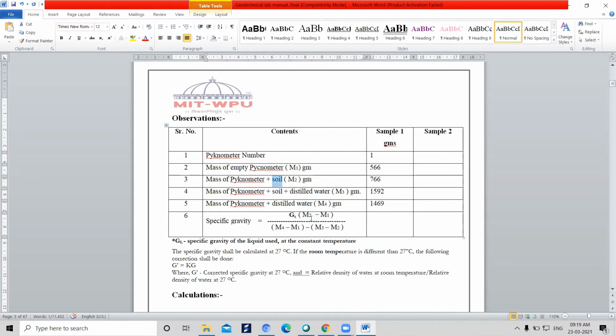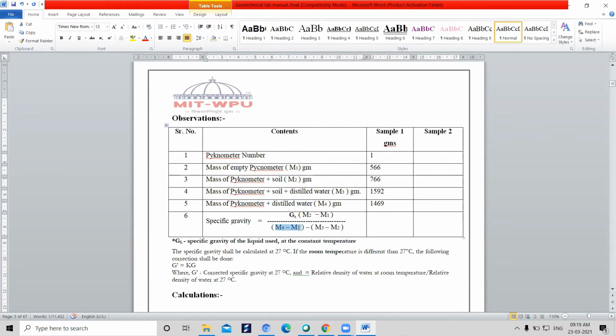Now what will it be? M2 minus M1 means we got the weight of the soil. How much have you added? You don't know how much soil you have added. You added 1/3 of the volume. So how much soil have you added? You have seen the weight. You will get it here. Divided by M4 minus M1.